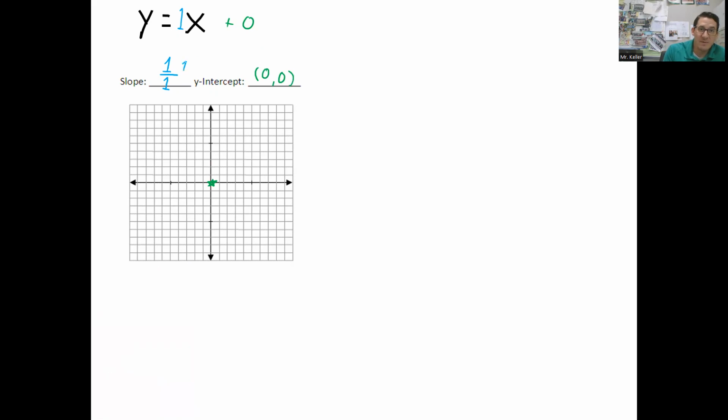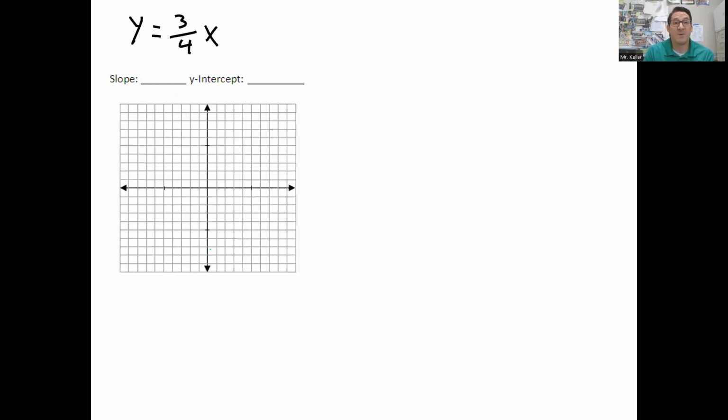Now, slope of 1 over 1, so that means I'm going to go up 1, right 1. Up 1, right 1. Up 1, right 1. Up 1, right 1. And then down 1, left 1. Opposite direction. And I missed a few, and that's okay. Do your best to connect them with a straight line.